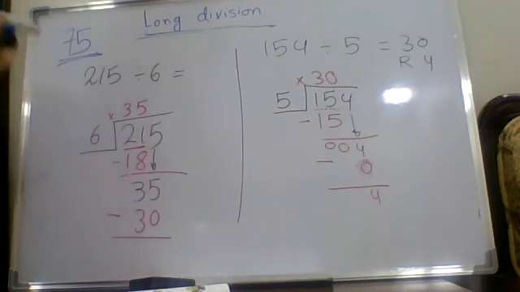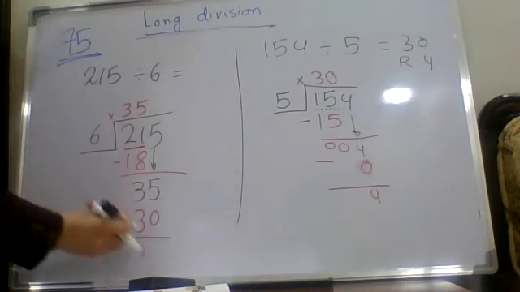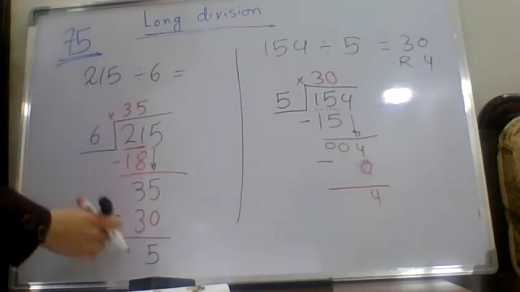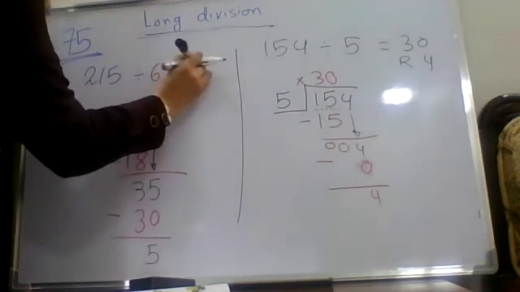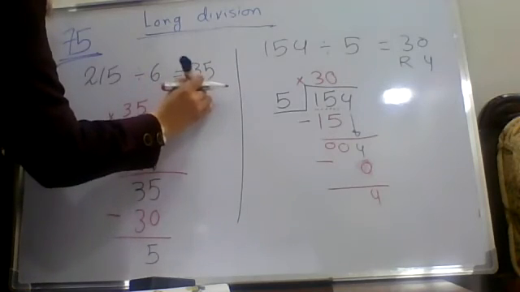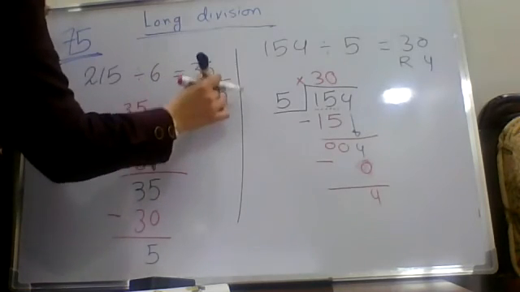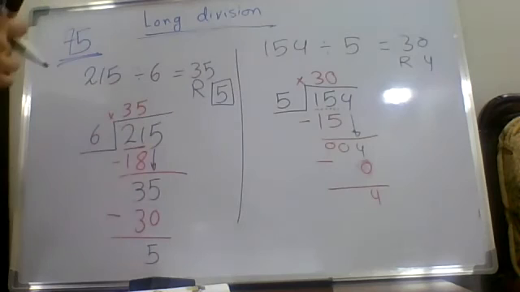Subtract it, and you will have 5 as a remainder, okay? You will have 5 as a remainder. So the answer is 35, and the remainder is 5, right? The remainder is 5. Perfect.